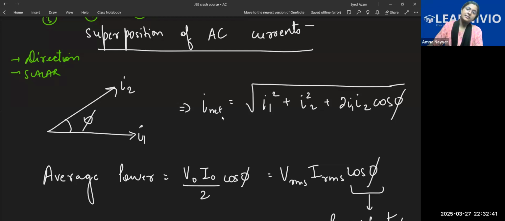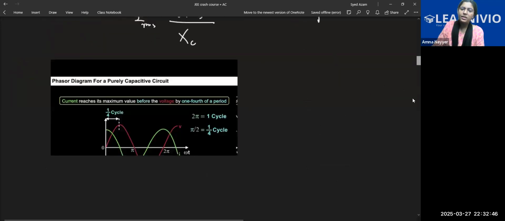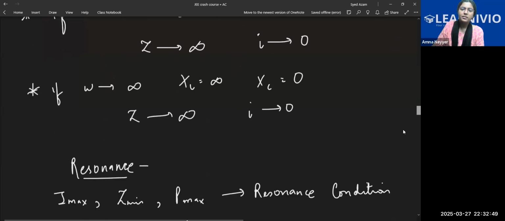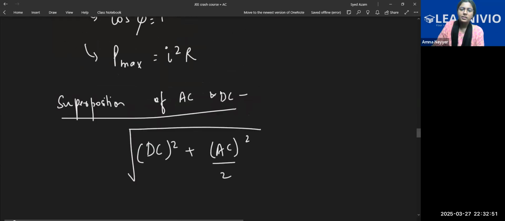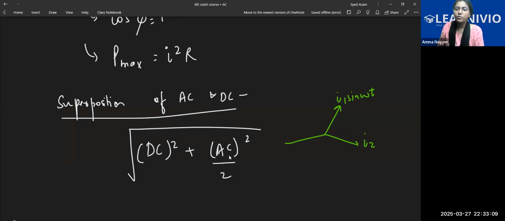Superposition of AC currents. Now, in superposition of AC and DC, let me tell you that first. It means in one wire you have I1 sine omega t, your AC current, and in another wire I2, this is your DC. So remember, take the DC current square plus AC square divided by 2, under root. This is not whole square, it is AC square divided by 2, under root. This is the equation of the net current.